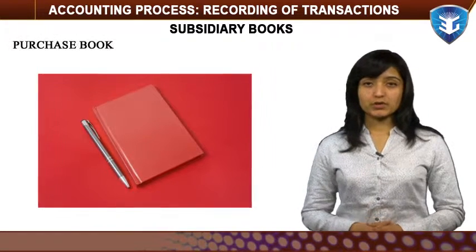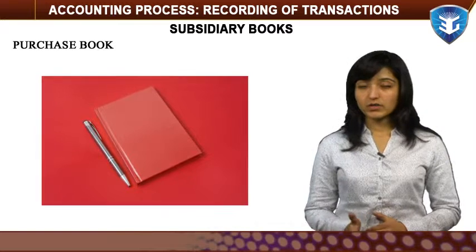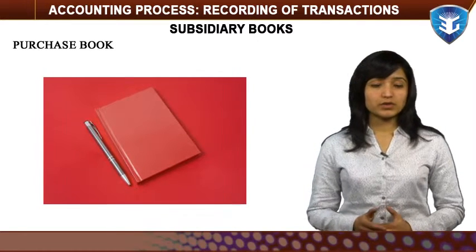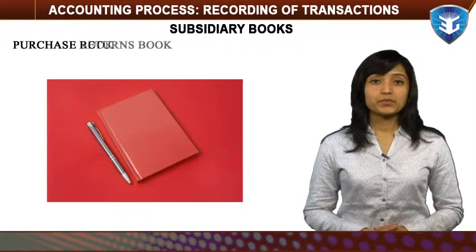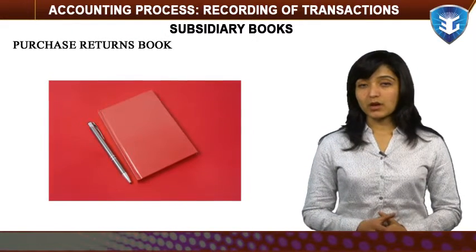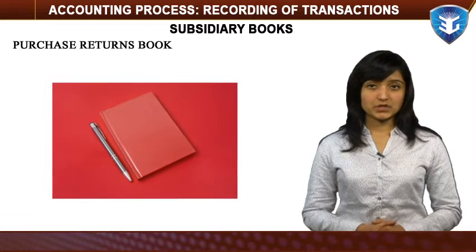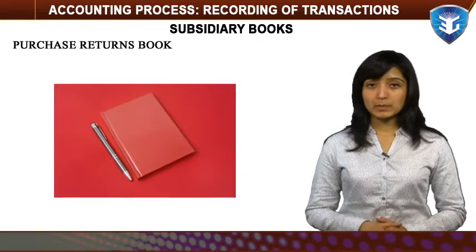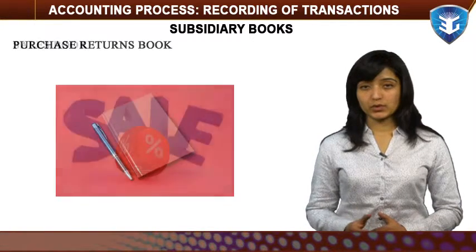Purchase book involves the records of the credit purchases of goods. However, the cash purchases of goods or the credit purchases of assets are not recorded in this book. Purchase returns book includes the records of the return of goods and materials sent back to the suppliers. It is also called the return outward book.